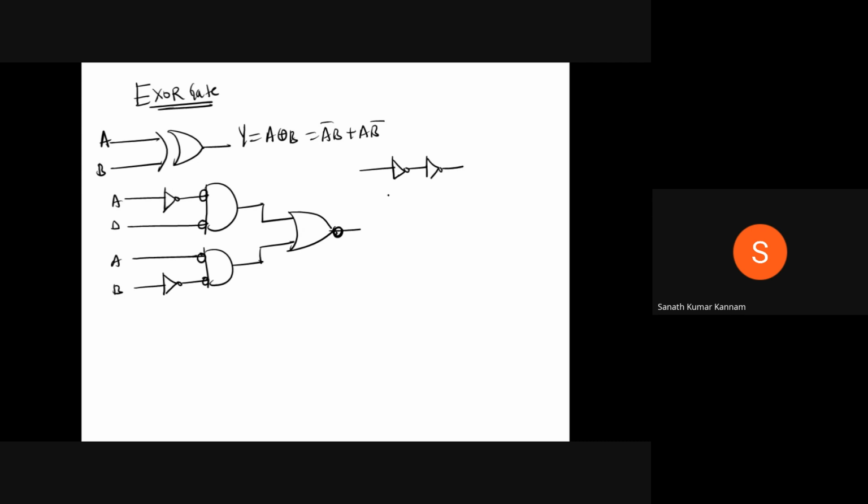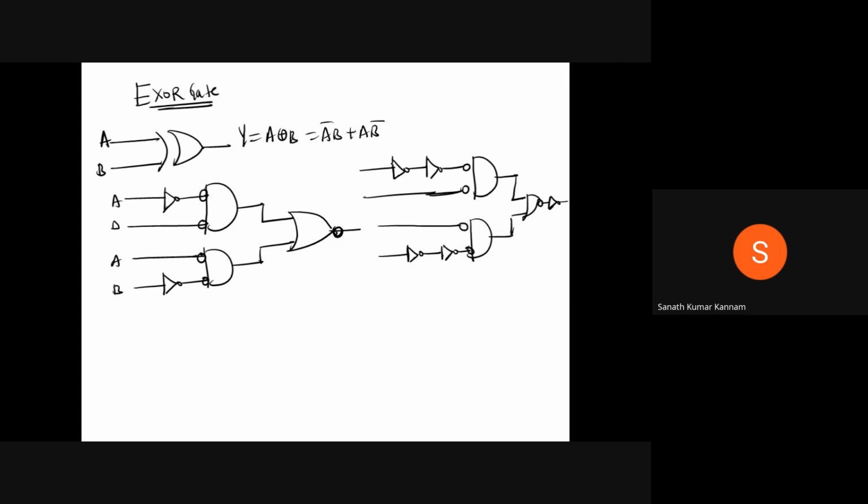You need to add the inverter. I am just following the steps. Next, here this one, and here this is the bubble. Here I am adding the inverter, and this is the AND gate. Next, this is the NOR gate. Here also I need to add the inverter.